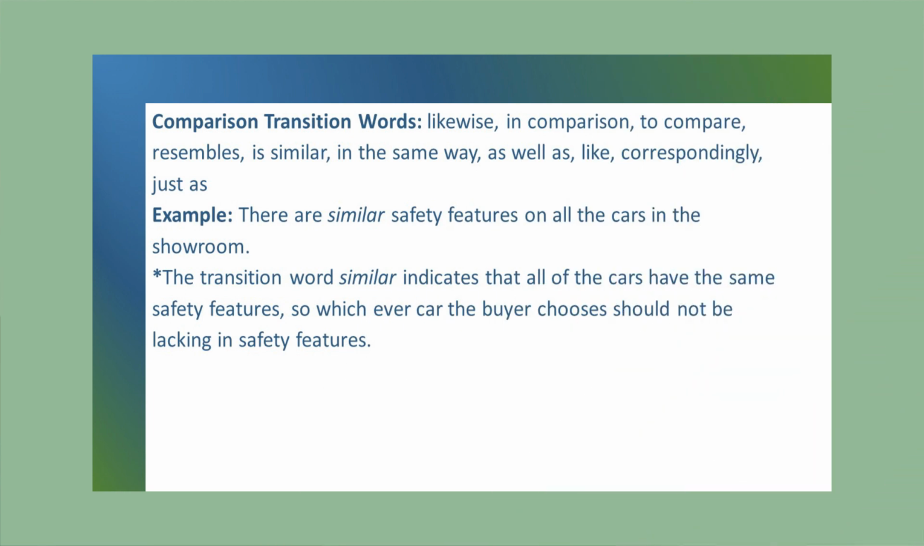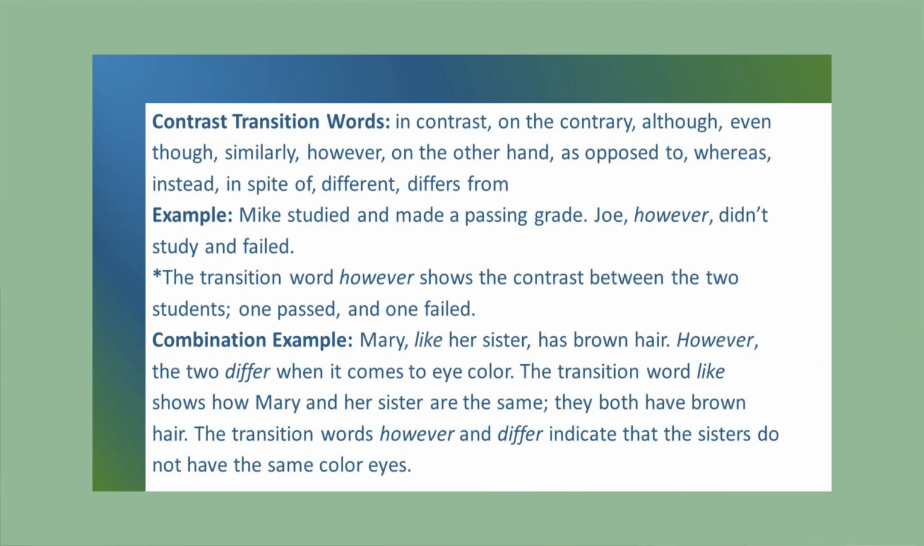Let's just take a look at comparison transition words for now. Some of these words could be likewise, in comparison, to compare, resembles, is similar, in the same way, as well as, like, or even words like correspondingly, or just as. So here's an example of comparison transition words. There are similar safety features on all the cars in the showroom. And so as a result, you can kind of guess that the next sentence is going to be about the similar safety features. What about contrast? Let's take a look at some of those contrast transition words. In contrast, on the contrary, although, even though, similarly, however, on the other hand, as opposed to, whereas, instead, in spite of, different, differs from.